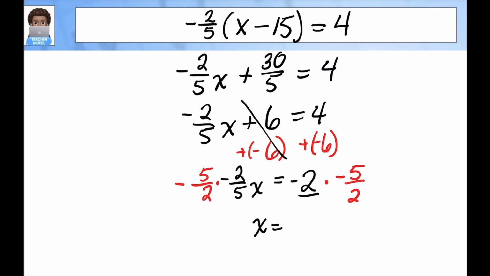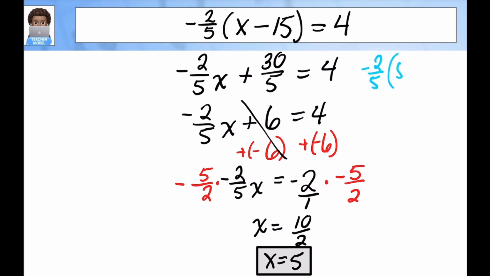All right, we'll do the same thing to the other side, and we end up with negative 2 times negative 5, which is positive 10 over 2. X is equal to 5. And we'll go and check our work. Let's make sure it actually works. So negative 2/5 times 5 minus 15 is equal to 4. Negative 2/5 times 5 minus 15, that's going to give me negative 10.